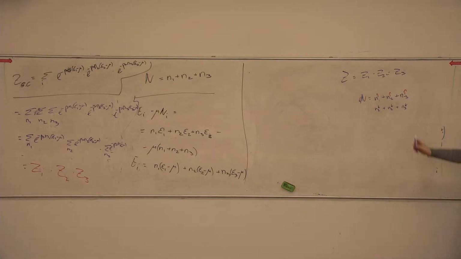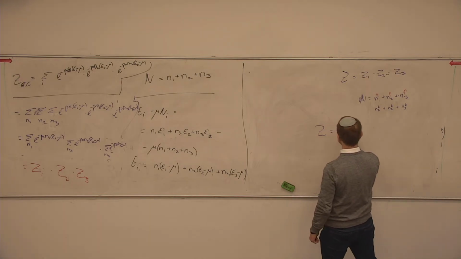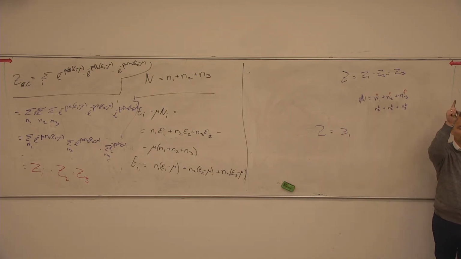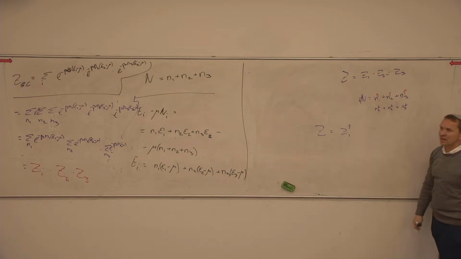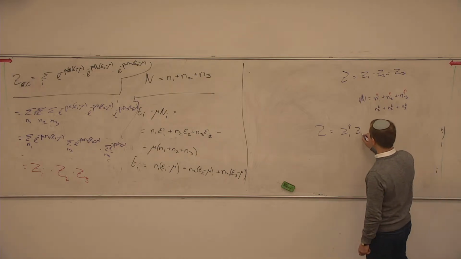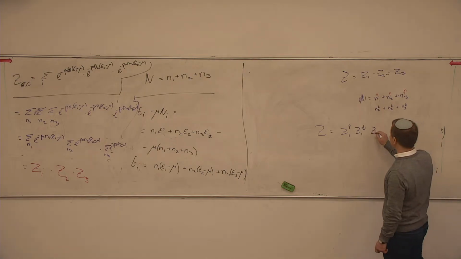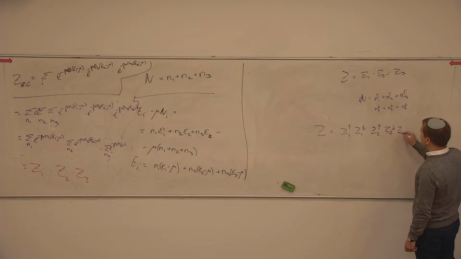So when I do this, I will get that z is going to be z1, because I only count particles with plus 1/2, and the same will happen for z1 with spins that are going down. The same will happen for z2: z2 spins up and z2 spins down, z3 spins up, z3 spins down.